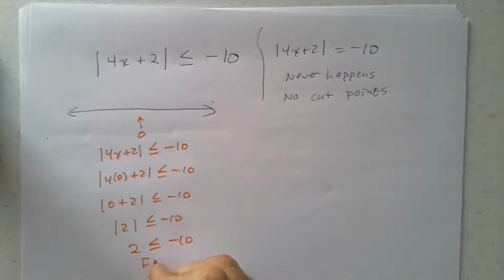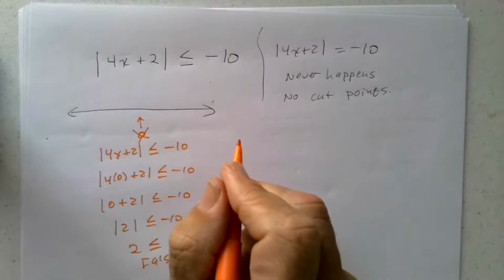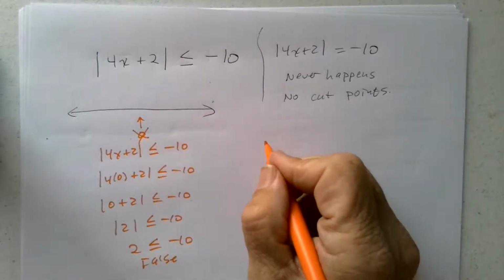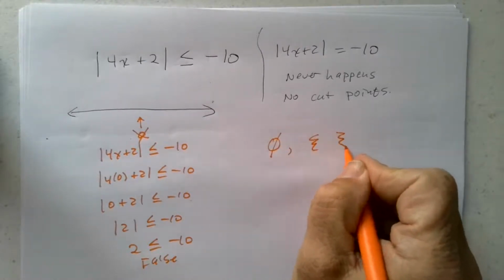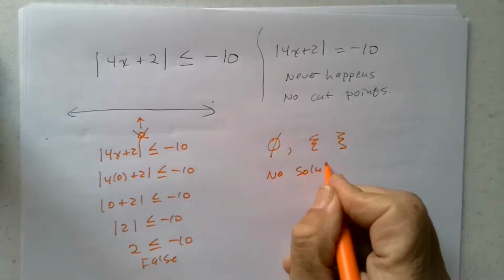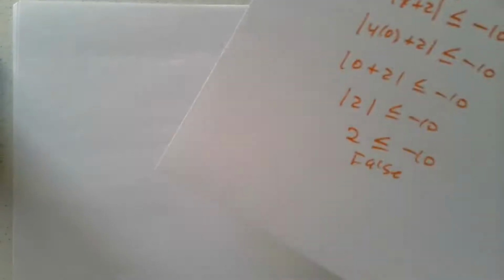No, that's false. So I don't shade that. So basically I shade nothing. So the answer to this is the empty set. Sometimes we say that, you might say no solution. So this is never true. The absolute value of 4x plus 2 being less than or equal to negative 10 is not going to happen in that circumstance. Let's look at a similar kind of thing.